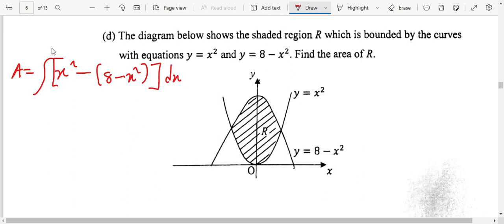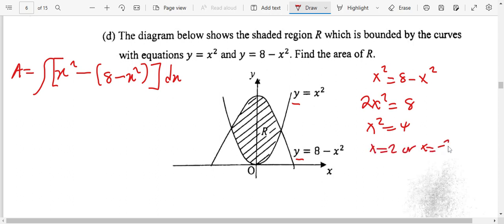But we need to have the limits. So we need to know the upper limit and the lower limit. Like what's the x value where they're intersecting here and also here. That is why we first need to solve these two equations simultaneously. So since they're all equal to y, I'm just going to say x squared is equal to 8 minus x squared. I'll take x squared to the other side, becomes 2x squared, and that will be equal to 8. And then both sides divide by 2, x squared is going to be equal to 4, meaning that x is equal to 2 or x is equal to negative 2.